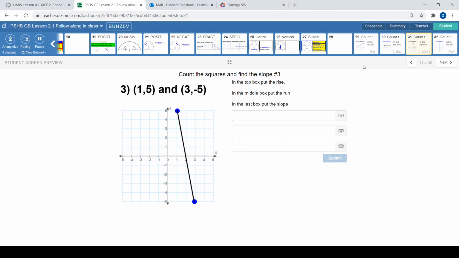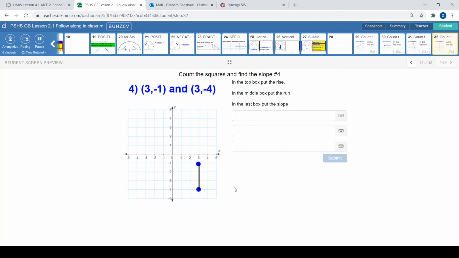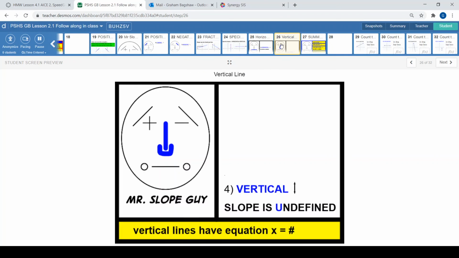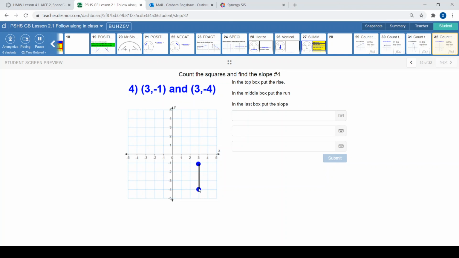You can do the same thing on question 3, count the squares. Question 4, you could look back once you recognize it's a vertical line, or you could do it by counting the squares. How many does it go up? And actually, this one, there's no run. Once you go up, you're already on that same point, so you wouldn't actually need to do that anymore.